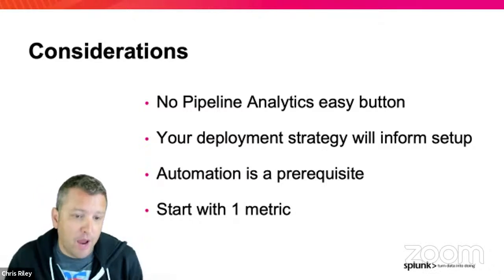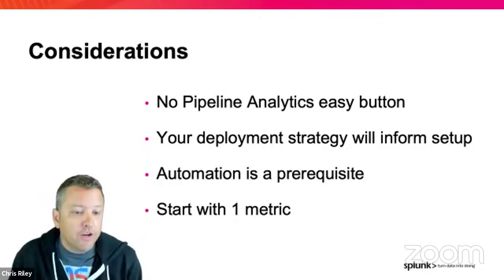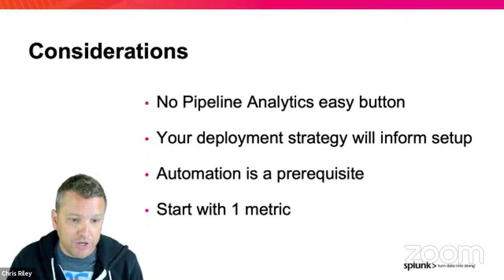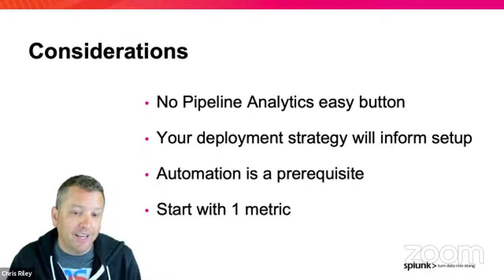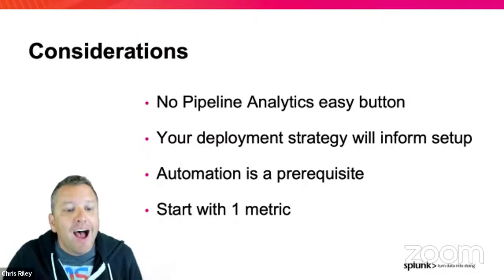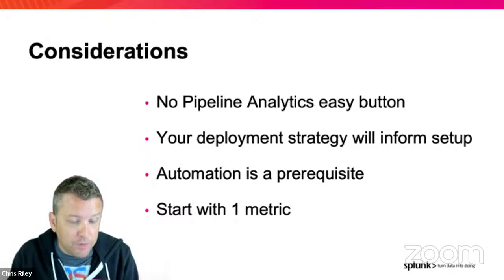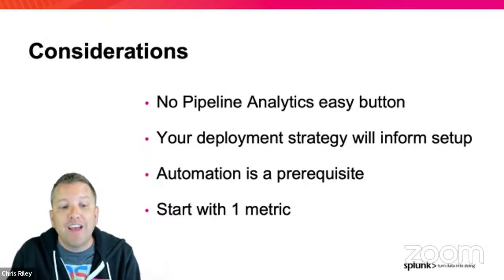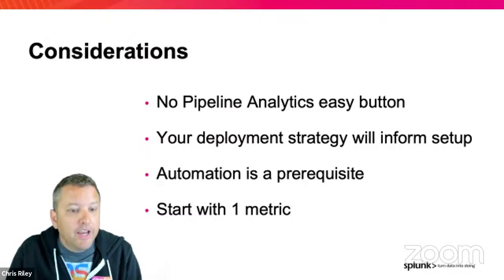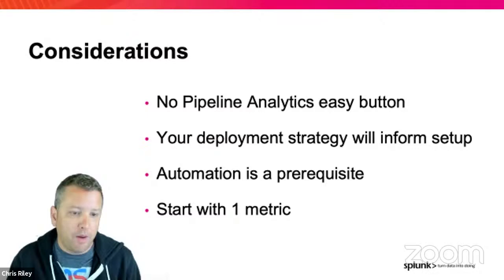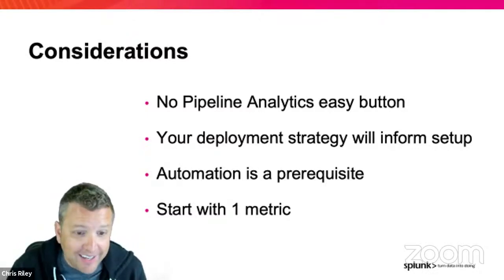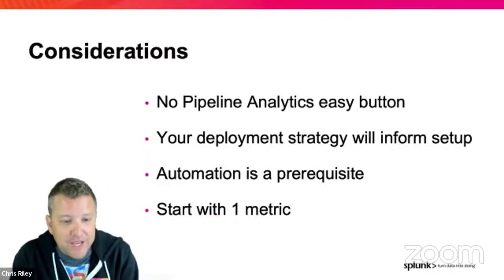Automation is a prerequisite. I mean, it goes back to what I said before. Your software delivery chain should be treated as an application. To get this type of telemetry and correlate it over a time series, you always need to be thinking about automation. I understand that no organization is 100% automated. That doesn't mean you should be prevented from embracing and going after pipeline analytics. It just means that you should always be thinking about how you can automate and improve your processes. And then finally, starting with one metric can be so successful.